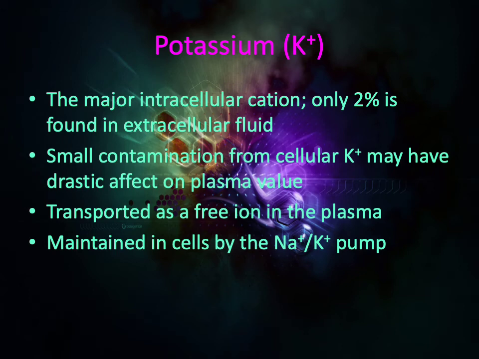Potassium is the major intracellular cation, with only 2% found in the extracellular fluids. Even a small amount of contamination from cellular potassium may have drastic effects on plasma values. Potassium is transported as a free ion in the plasma and levels are maintained in the cells by the sodium-potassium ion pump.